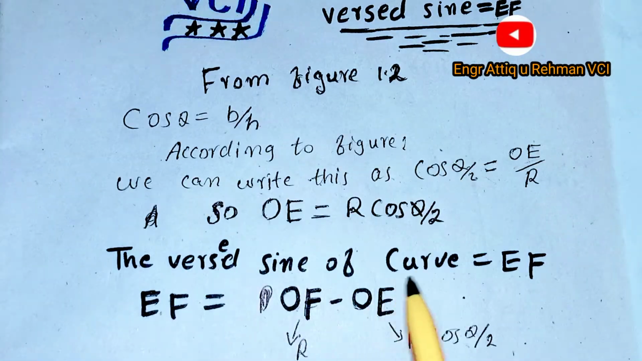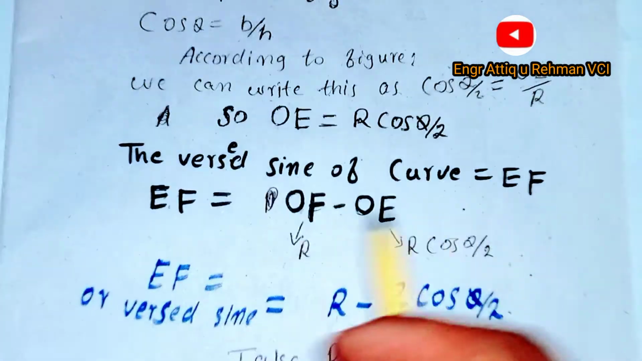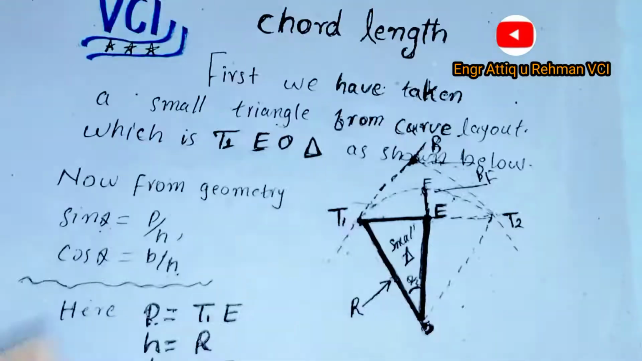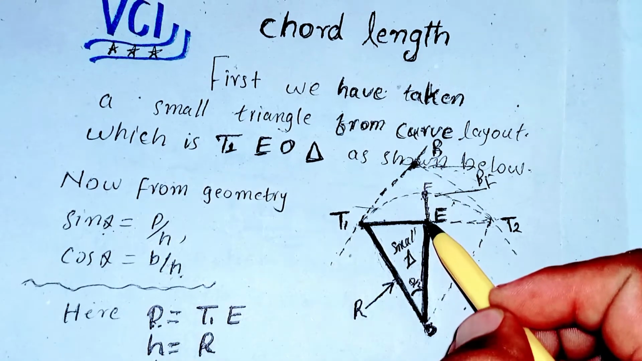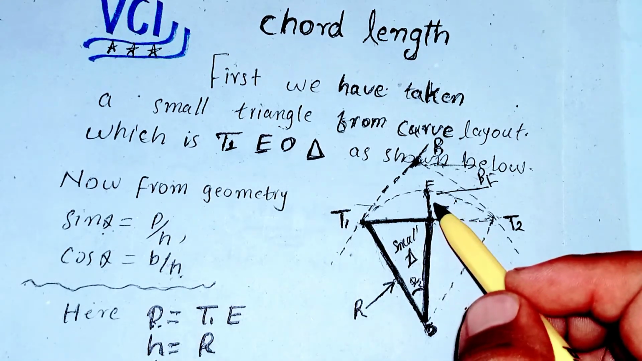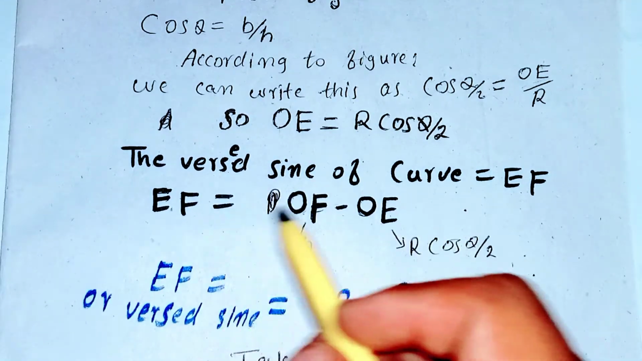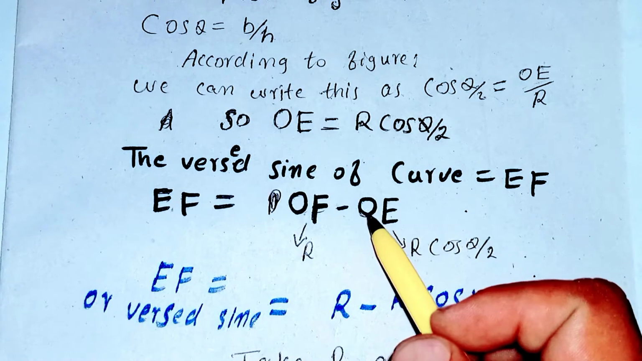The versine of the curve is equal to EF. You can see here that the versine of this curve is the distance from point E to F. This distance is called the versine distance. So EF is equal to OF minus OE.